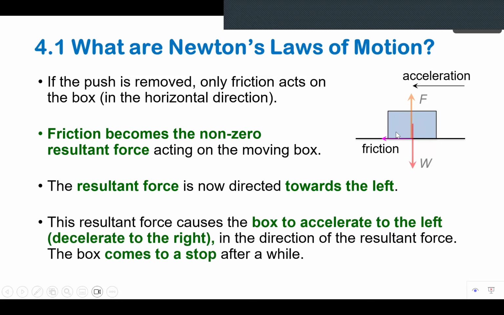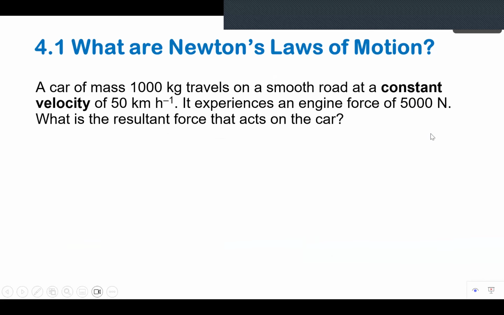So if the box acceleration is to the left, then in the direction of to the right, it will be decelerating, opposite. Accelerating to the left means decelerating to the right. So what does it mean? It means that this box will decelerate because this box is moving to the right. It decelerates means it slows down. Eventually, it will stop moving because of friction. Let's take a look at more examples.